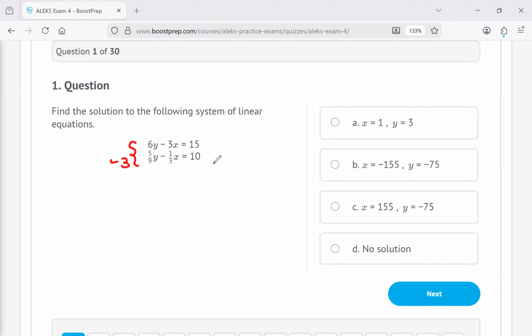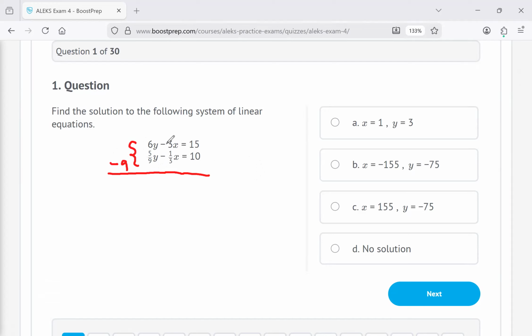The reason why, because I had to think of a common, wait, no, not -3, -9. So if I multiply everything by -9, this is what's going to happen. Yes, this will work.